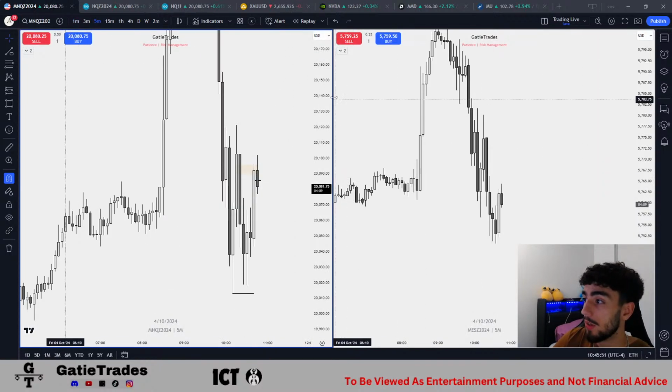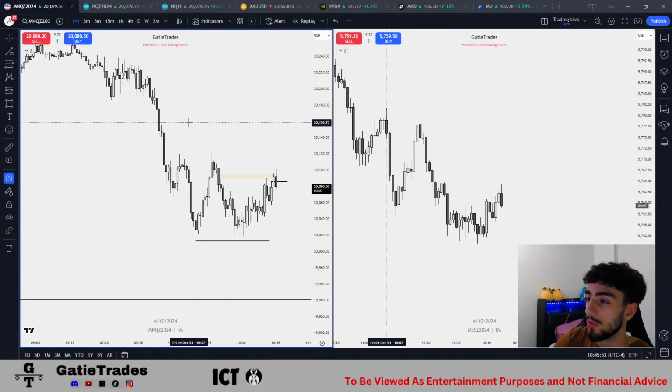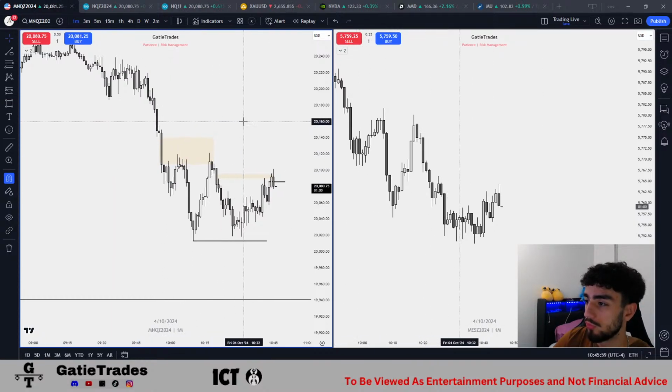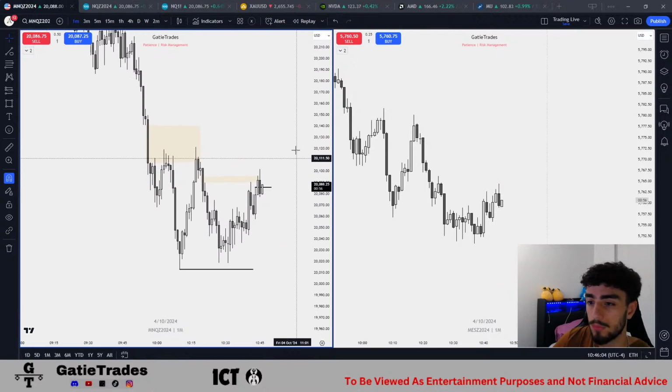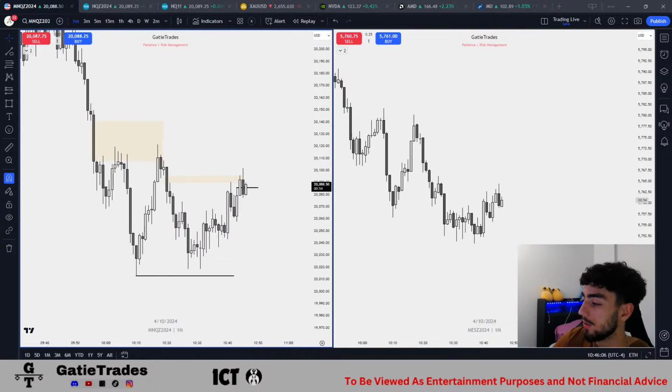Silver bullet, M5 FVG short. Silver bullet's long gone, in my opinion. This was your silver bullet right here. This was your silver bullet, in my opinion. Yeah, the lows there pretty good. You could even put it here, in my opinion, at the order block.